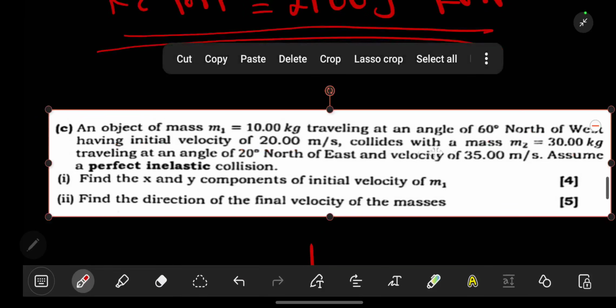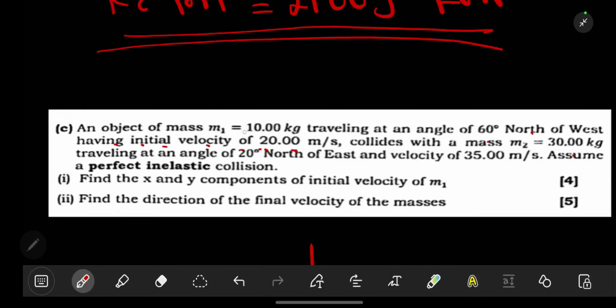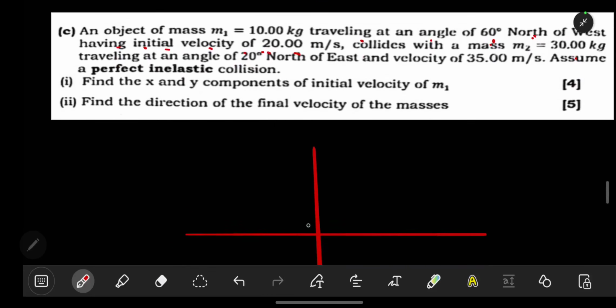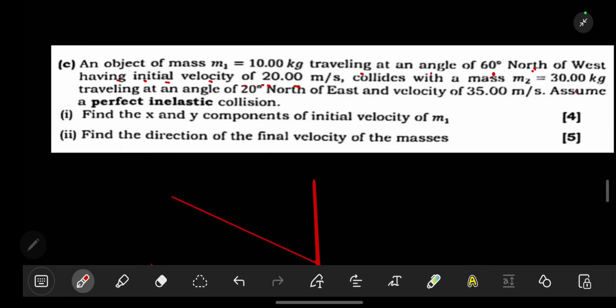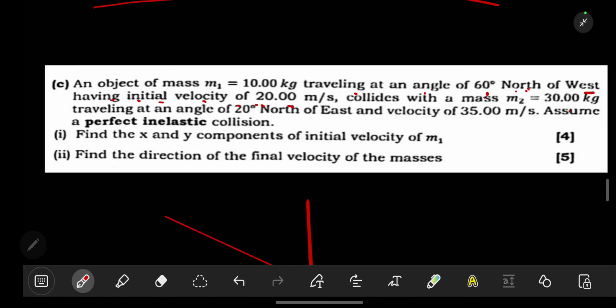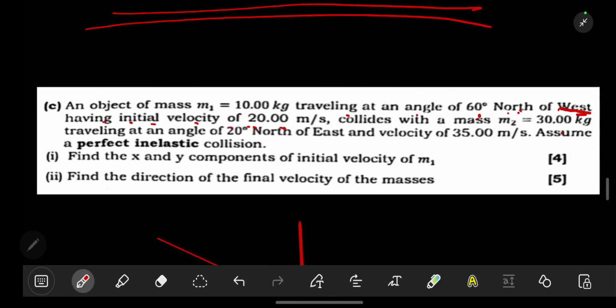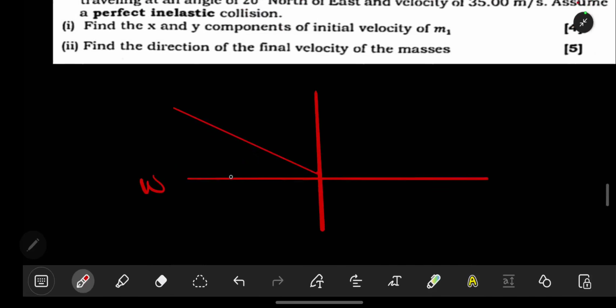To avoid getting confused, we just draw the vector diagram, the XY plane. If we have our 10 kg mass traveling at 60 degrees north of west, north of west is this side, north is up, so we are going to be moving west while moving up like that. So now look, the 60 degrees is north of west. The last thing mentioned is your reference point. So from the west until you meet the line, that's the meaning. So the angle is here, 60 degrees.